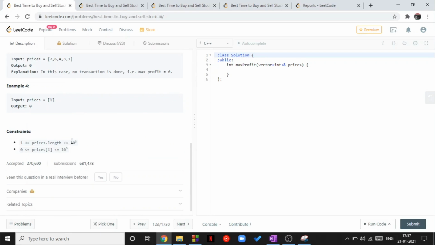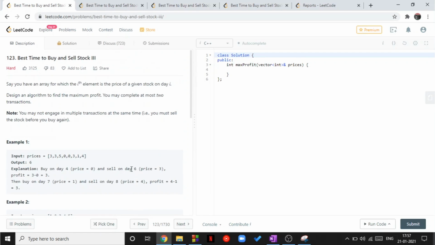So constraints are same as the previous version of the problem. So we have to find a way to solve it in O of n. Alright, so how do we do it? So actually this problem statement requires us to use some kind of DP to solve it.